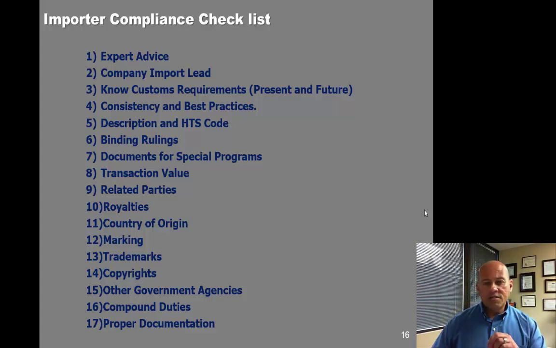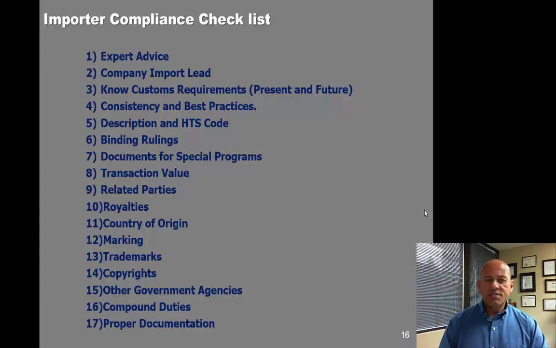Always have someone designated in your import program to be the lead. In other words, being that person who's going to take responsibility for your compliance program and making sure that both your records, your compliance, new products get classified properly. So you want to make sure that there's one designated person within your company, no matter how small your company is. Know your customs requirements, both present and future. It's very important to look at what the importing trends are regarding your product so that you can anticipate any possible changes that are either positive or negative in terms of your product.